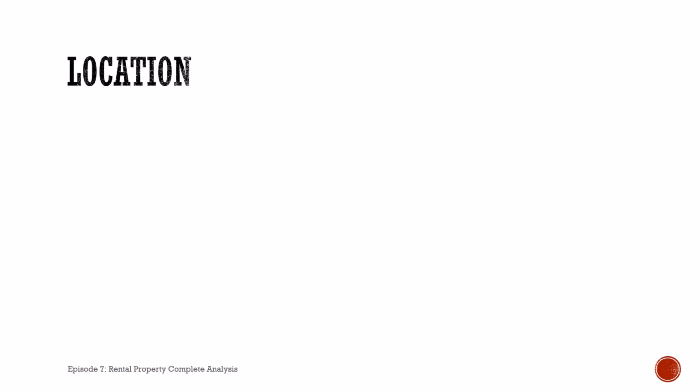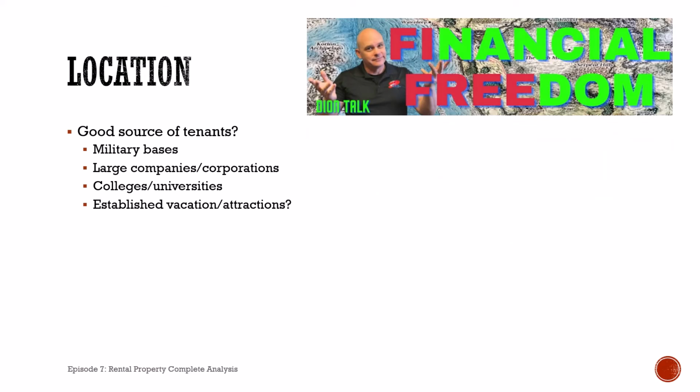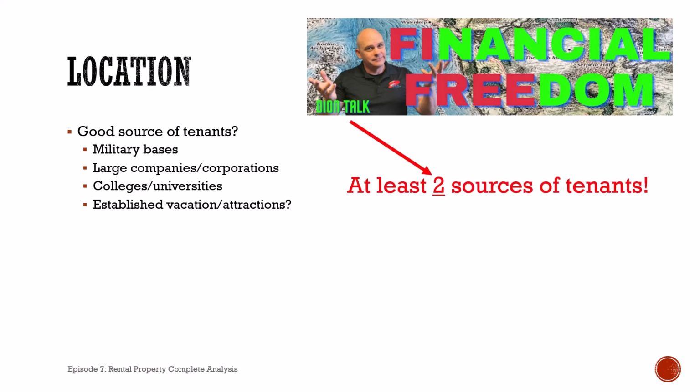Location. Now, a couple points of discussion for location. First, is there a good source of tenants nearby? i.e. military bases, large companies and corporations, colleges and universities, or established vacation or attractions. Now, Dion Talk and his channel Financial Freedom, for his deals, he has to have at least 2 sources of tenants. That way, when, let's say, the large company shuts down, you still have one other source of tenants nearby, and you're not going to be affected too much.